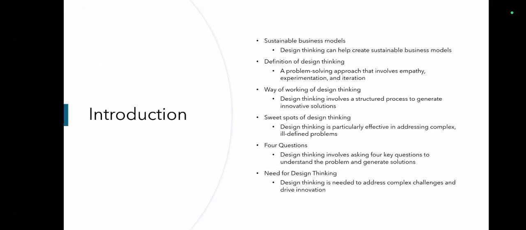So what is design thinking? Design thinking is a problem solving approach that involves empathy, experimentation, iteration, ideation. Next one. Design thinking helps to create sustainable business models. Design thinking involves a structured process to develop solutions. It has some sweet spot that we are going to discuss, what the four questions are, and finally the need for design thinking.